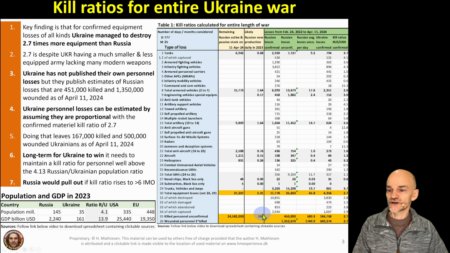And also the killing rate that we currently see for equipment and personnel, it's just not high enough for Russia to see that they're losing. In fact, they're winning long term with this kind of killing rates. But now let's move on to analyze how these killing rates are developing over time, because there's also some interesting things to be said about that.